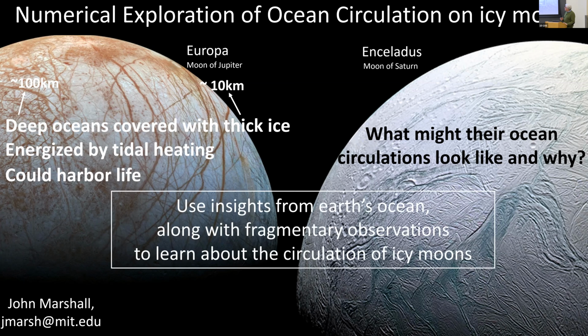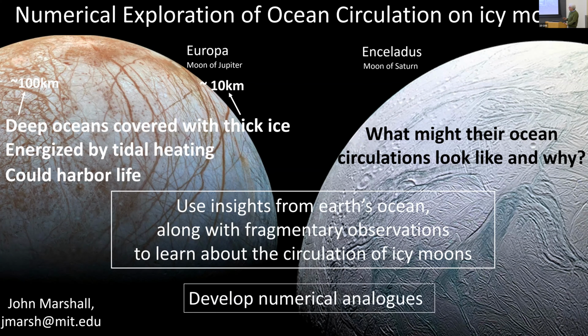We're going to use insights from Earth's ocean, which we know a lot about, along with fragmentary observations, which I will briefly review, to learn about the circulation. One of the main things people are interested in is, if there's hydrothermal activity at the bottom of one of these oceans, what's the transit time between the bottom of the ocean and the ice surface, where we might be able to take some observations. And we're going to develop numerical analogues, and I think that's one of the reasons this might be of interest to this computational group.